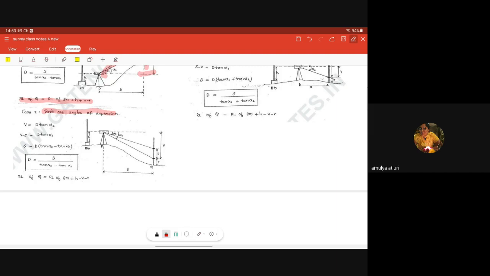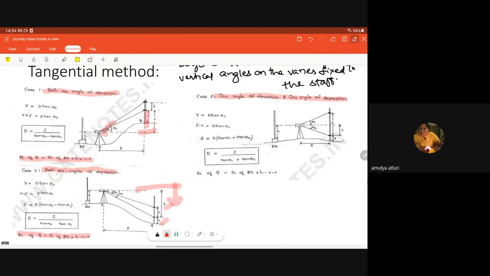Next, both are angles of depression. You can see both are angles of depression. Then my V is equal to d tan alpha 2, V minus S is equal to d tan alpha 1. From this, your D is nothing but S by tan alpha 2 minus tan alpha 1. And what is RL? RL of Q is equal to RL of BM plus H minus V minus R, as it is depression.